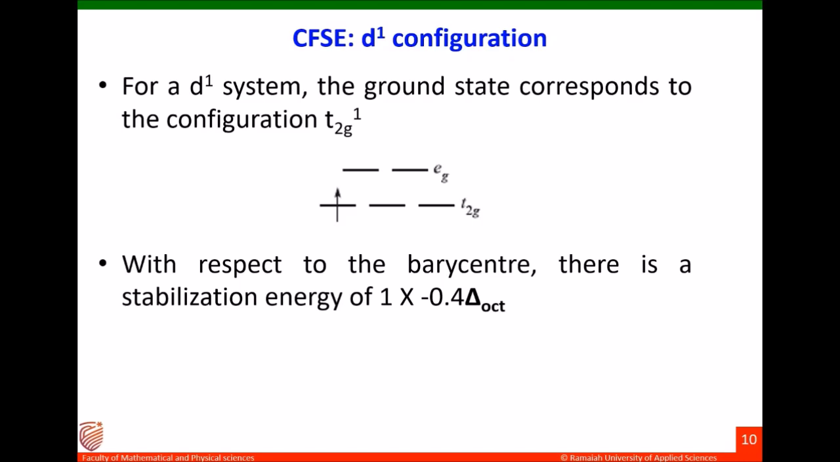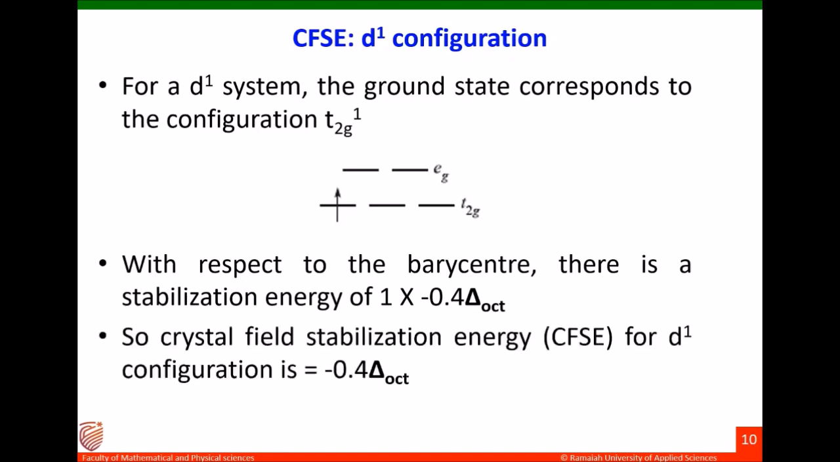In T2g, what is the energy value? Minus 0.4 delta octahedral. That means for d1 configuration, the crystal field stabilization energy value is minus 0.4 delta octahedral. How does that value come? Only one electron in T2g, and the energy value of one electron in T2g is minus 0.4 delta octahedral.